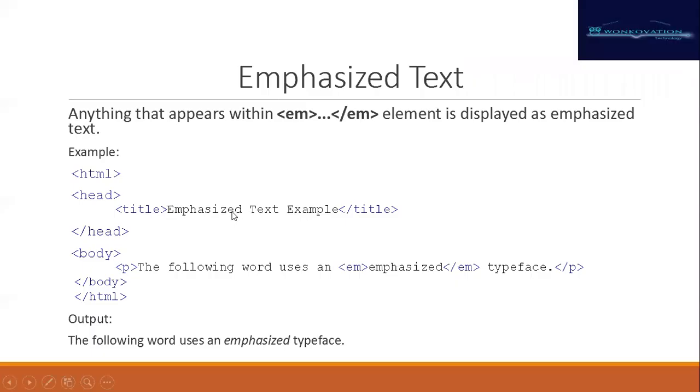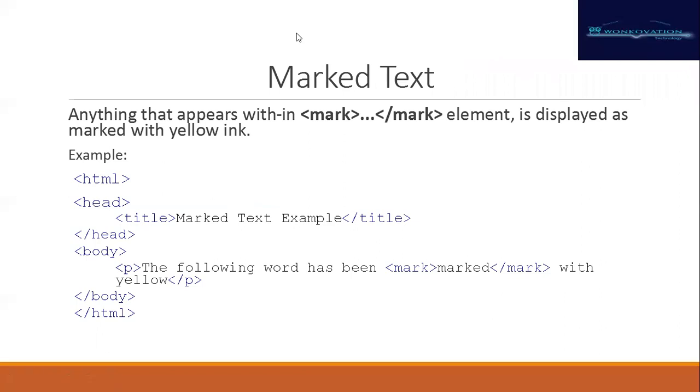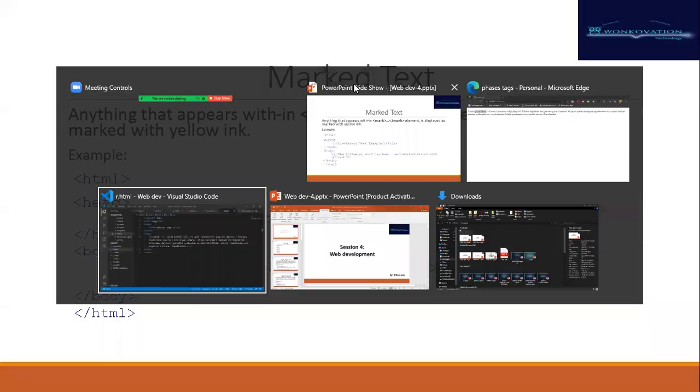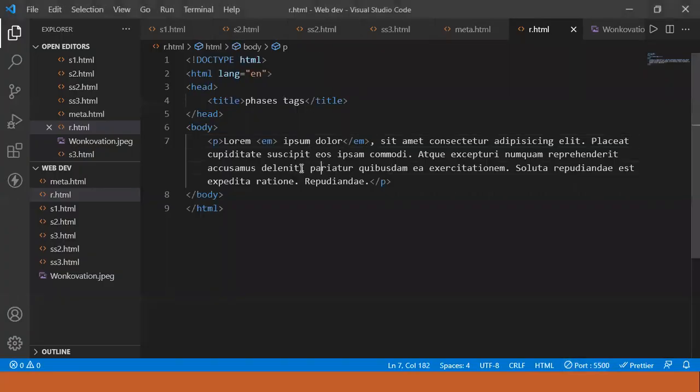Then moving further, marked text. So what is marked text? Whatever we write inside the marked text, the element will be displayed as a mark with yellow ink. So how will we use it? By the mark tag. What is the benefit of it? It also gives importance to that text, so it highlights that text. So how can we use it? By mark.